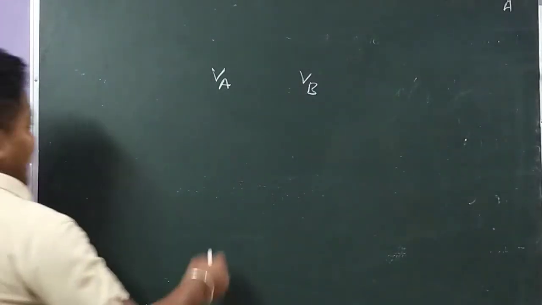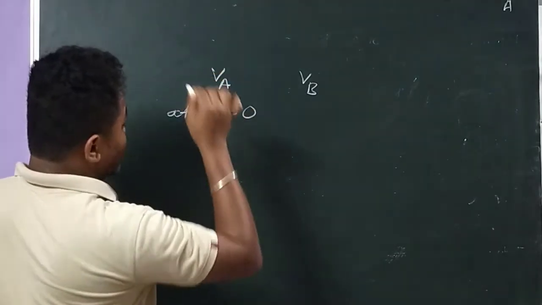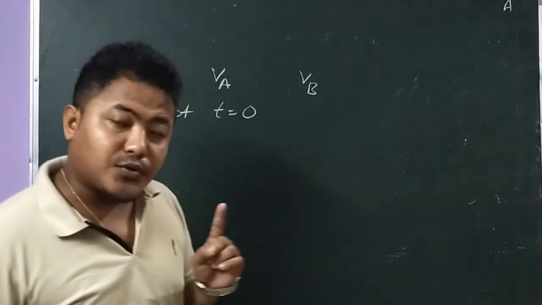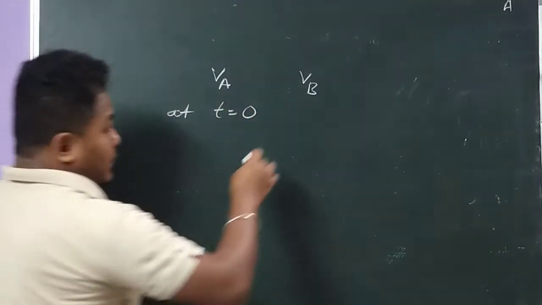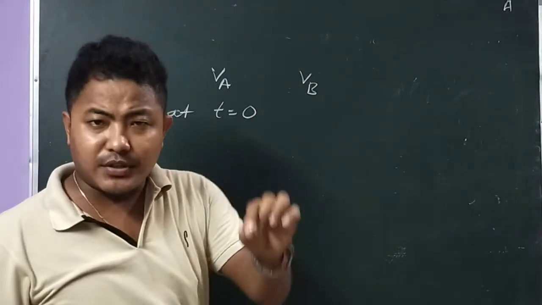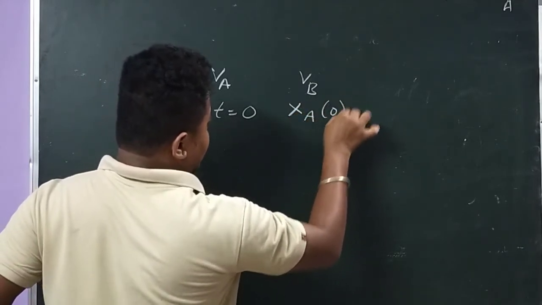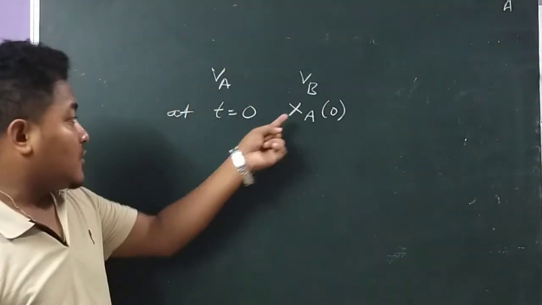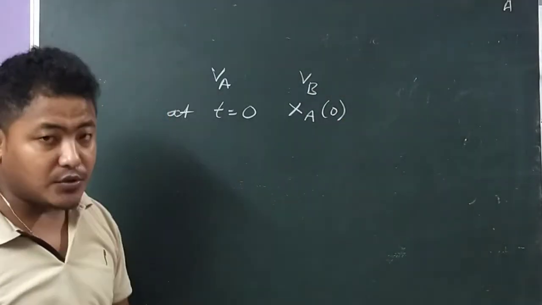Now if I consider time t equal to 0, when the time t is equal to 0, the position of body A will be, you write, XA0. What is XA? X means position. We have given the position XA0. It is the position of the object A when time was 0.